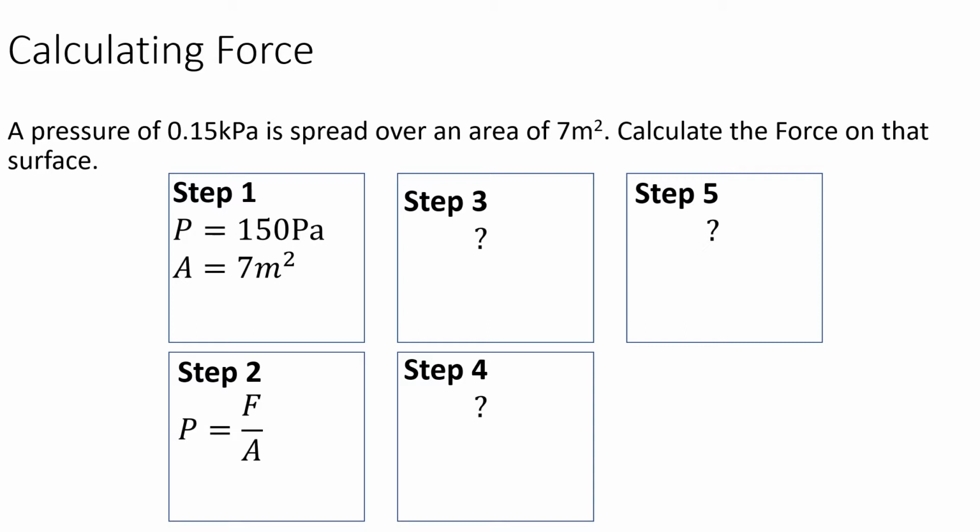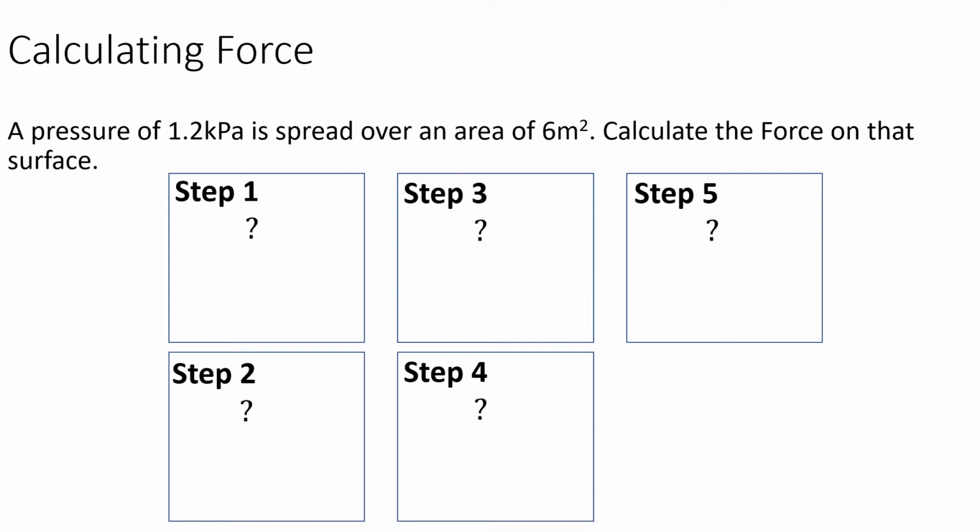Again, a pressure of 0.15 kilopascals is spread over an area of 7 meters squared. Calculate the force on that surface. So 0.15 kilopascals becomes 150 pascals. Area is 7 meters squared. Copy this out and complete all of the missing steps. And finally, a pressure of 1.2 kilopascals is spread over an area of 6 meters squared. Calculate the force on that surface. It is now your job to complete every step.